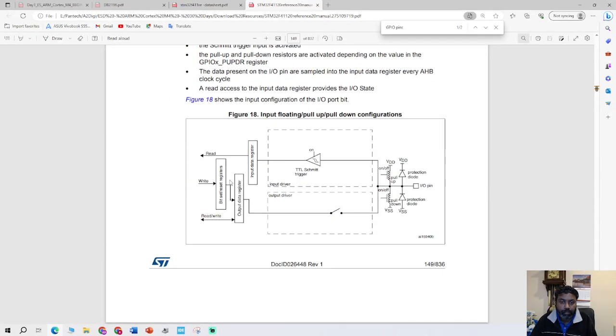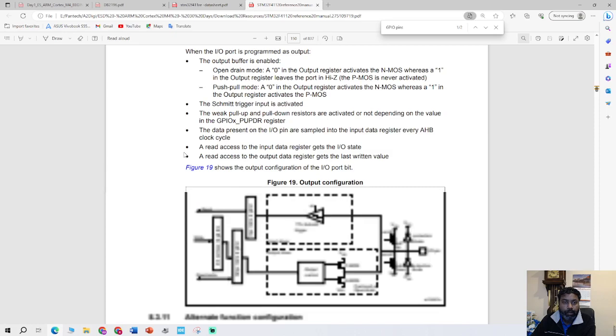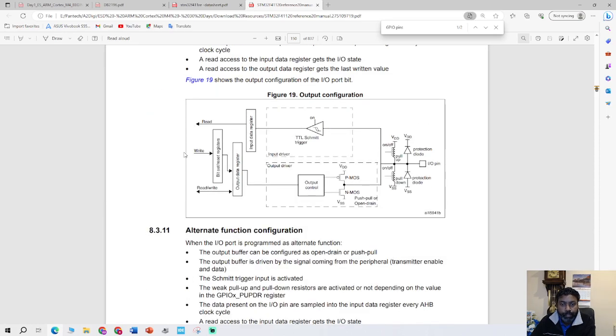Moving along, that's the input configuration. The input comes along, passes the Schmitt trigger, stores the data, and gets read from the IDR. This is the output configuration. The data comes through, and by default it's set up in push-pull, so the output is driven as the PMOS gets active, and the output data is saved in the output data register, and you can write from there.